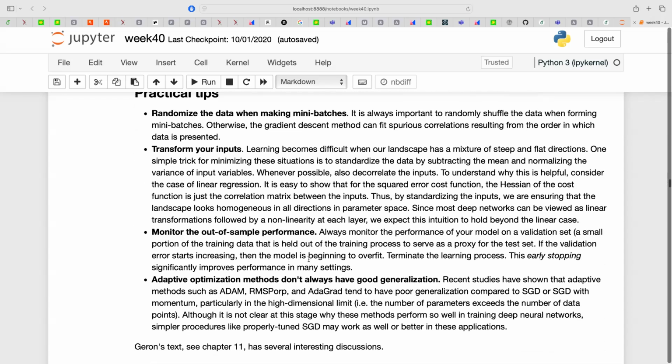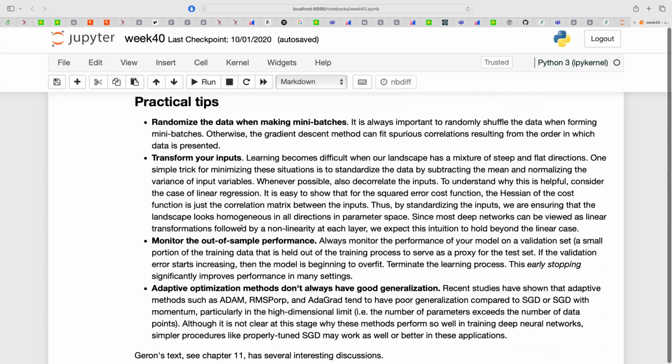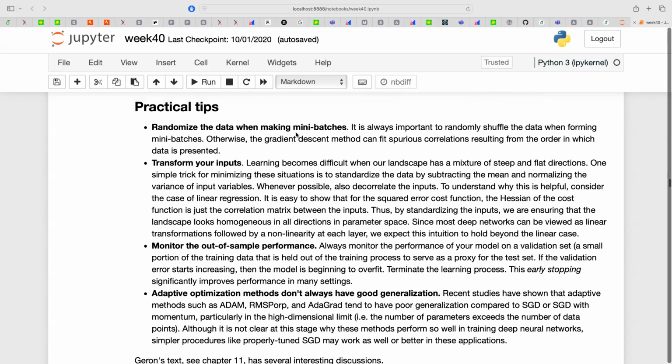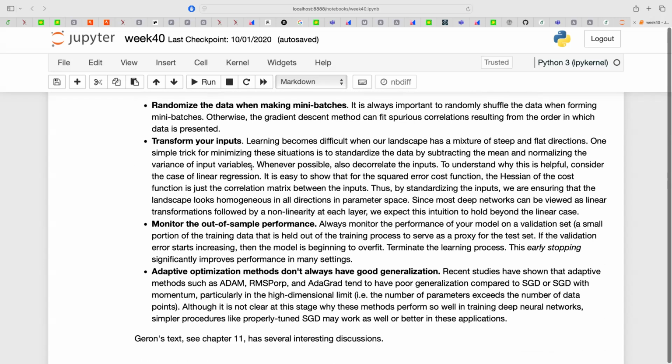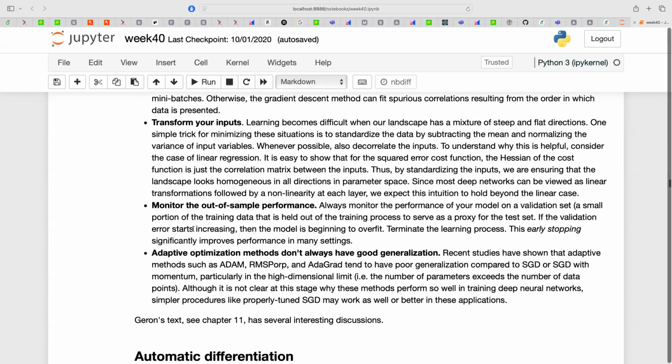So when you are setting up a stochastic gradient descent, there are some basic practical tips. First, you would randomize the data when making mini batches. So you would shuffle randomly the data when forming these mini batches, because else the gradient descent can fit spurious correlation resulting from the order in which data is presented. Transform your results. So try to scale your results by standardizing the inputs, as we have been discussing before. You have to monitor the out of sample performance. Always monitor the performance of your model on a validation set.